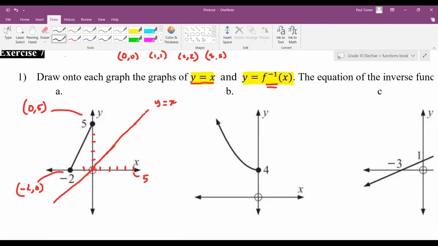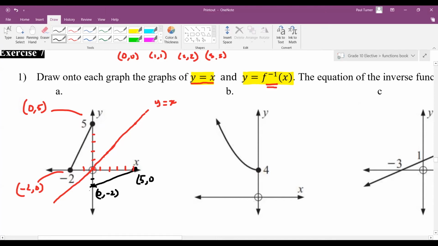I'll use a different colored pen now because I can do that on this program. So 0, 5 becomes 5, 0, like that. That's here, okay? And then you've got -2, 0, which becomes 0, -2 about here. Right, so your inverse is going to be here, okay?